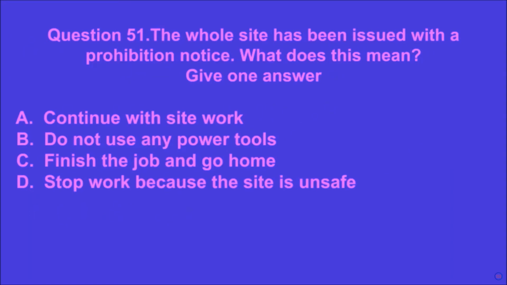Question 51. The whole site has been issued with a prohibition notice. What does this mean? Give one answer. A. Continue with site work. B. Do not use any power tools. C. Finish the job and go home. D. Stop work because the site is unsafe. Correct answer is D.